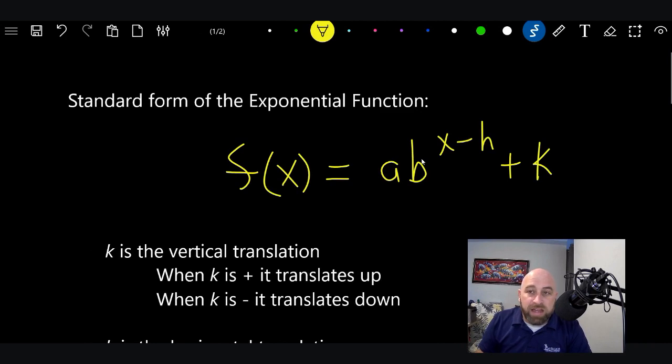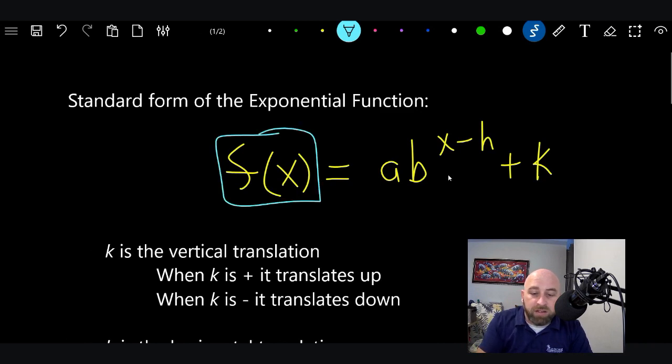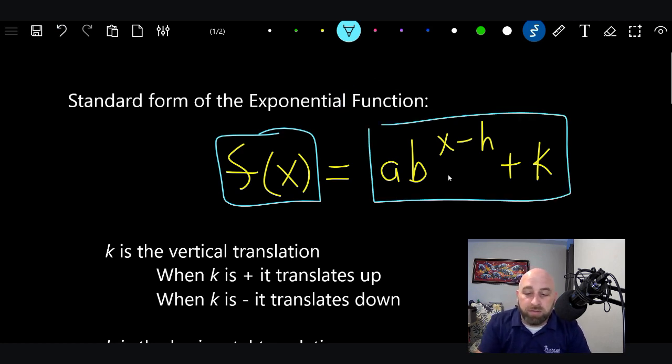Alright, so if you look down at the screen, we'll kind of get right into it. The standard form of the exponential function is right there on your screen. You're going to have the function of x, because that's what makes it a function. Then this is the standard form of that: a, b, and then the exponent is going to be the x. Remember, that's what we don't know, minus h plus k.